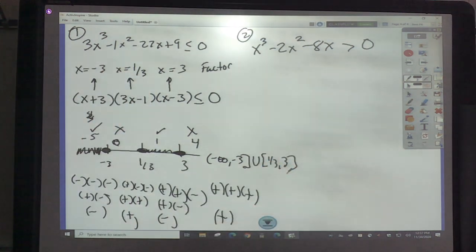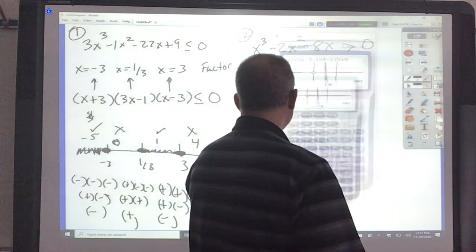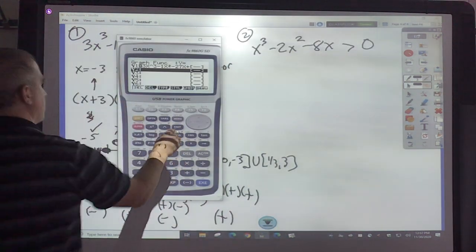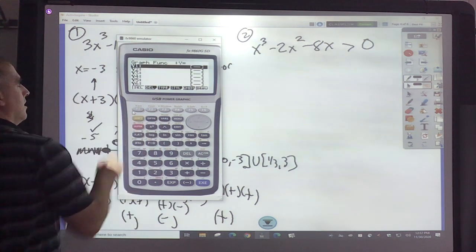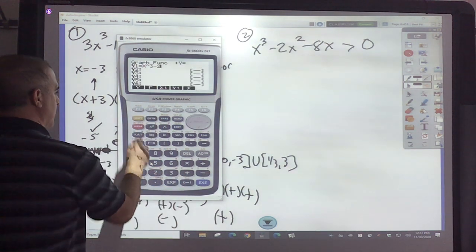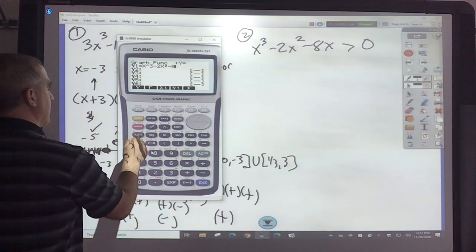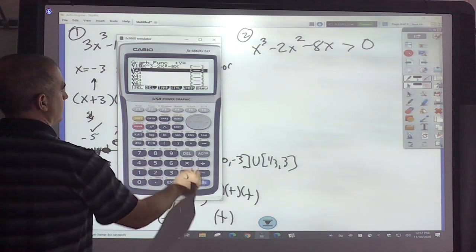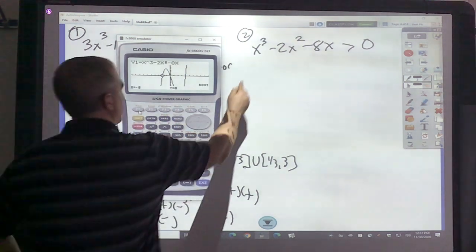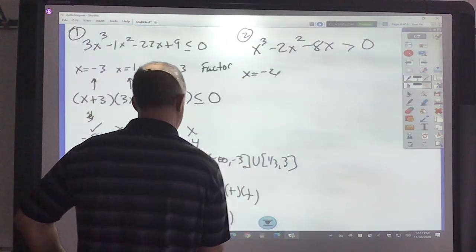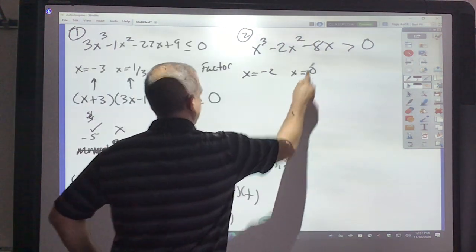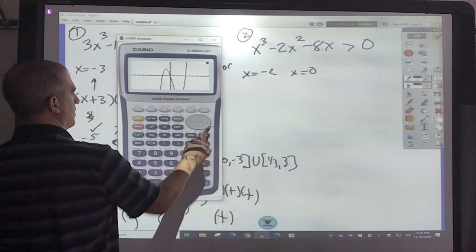Okay, all right, you can go ahead and do that for this one. So I got x to the 3rd minus 2x squared minus 8x. Draw. The roots are -2. All right, let's look at some of the other ones. 0. And 4.